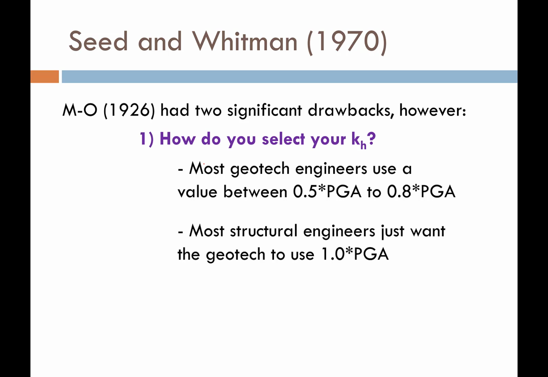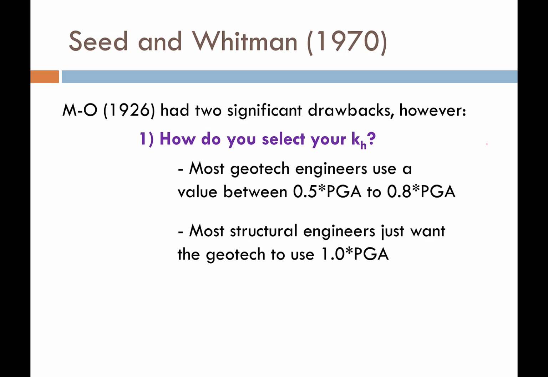Okay, the first one is how does an engineer select the horizontal acceleration coefficient, KH? This is a problem we identified in the previous lecture where we talked about seismic slope stability. Where do we get our KH from? Do we just use PGA, or do we use some fraction of the PGA? And so this is a big question, and a lot of people are still confused about this decades later. Most geotechnical engineers, even today, are going to use something between 0.5 to 0.8 of PGA for the KH in these Mononobe-Okabe equations, and that comes from various recommendations of different researchers.